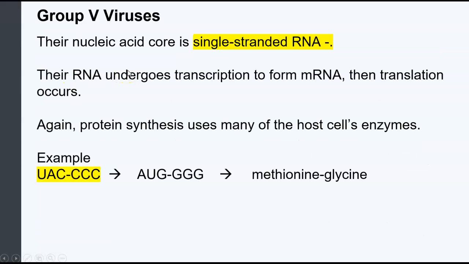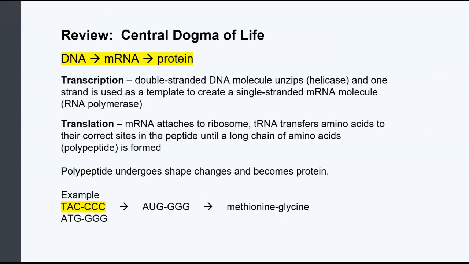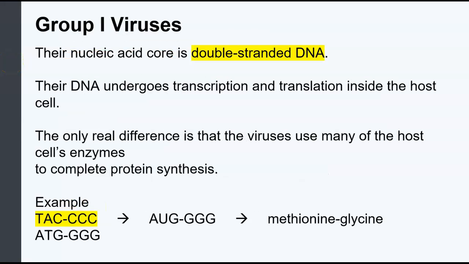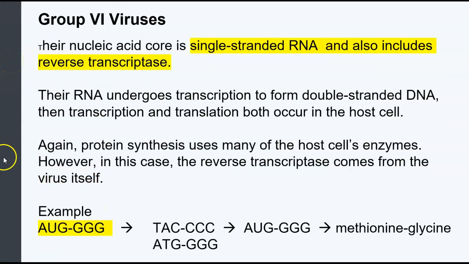Well, if transcription, let's go back to the original. If transcription is when the double-stranded DNA molecule is used as a template to create the messenger RNA molecule, this part, the first part, DNA creating messenger RNA, if that's transcription, then reverse transcription would be RNA being converted into DNA. So let's see how that works in a group.